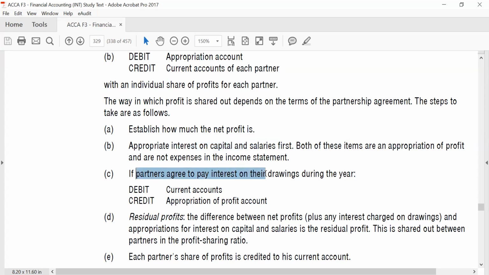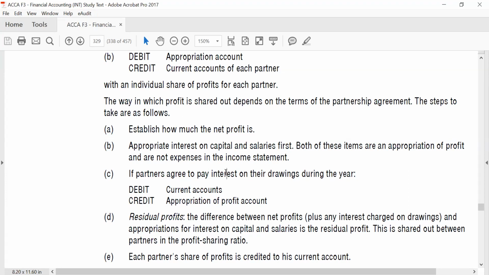And then if at all there is what we call interest on drawings, if there are interest on drawings, then we also recognize them in the appropriation account. Now, interest on drawings, like we said, partners can draw money from the business. Partners can remove money from the business for their personal use. Now, not to encourage partners to continue removing money from the business for personal use, we usually have what we call interest on drawings. So that is put up just not to encourage partners to remove money from the business.